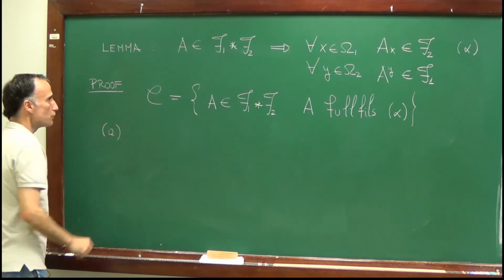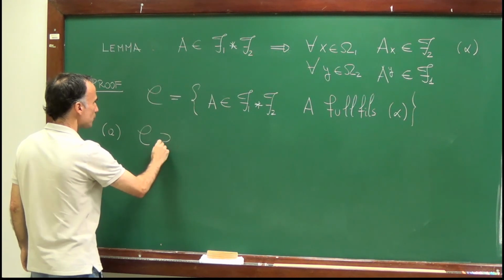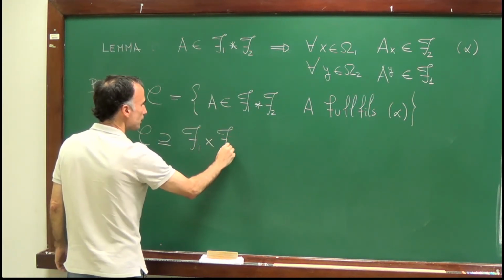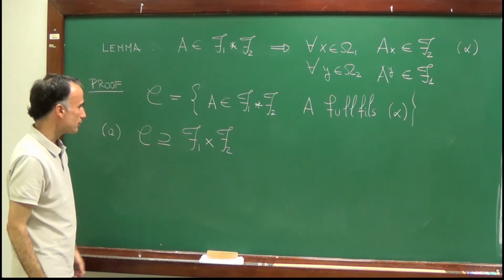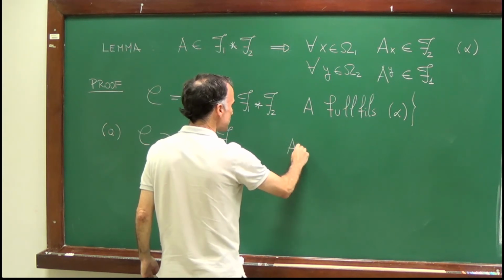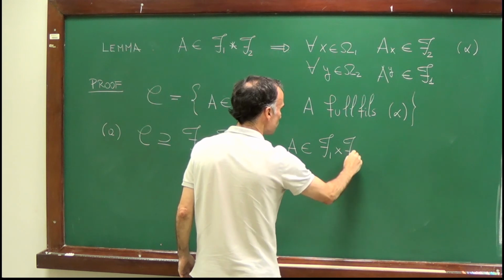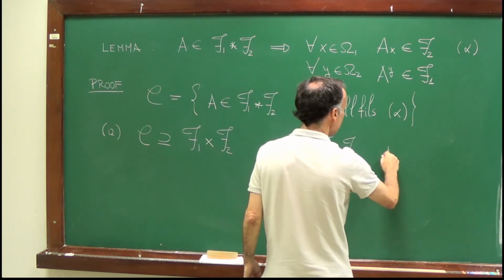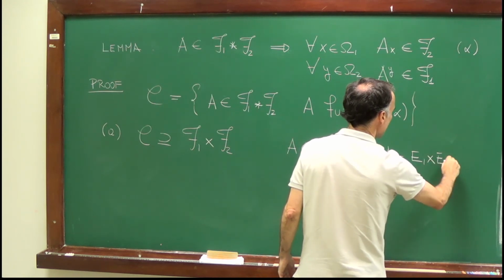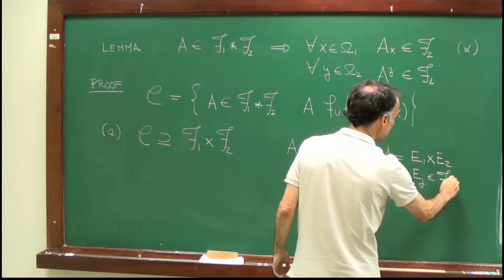So now I will prove two properties. I first will show that C contains the rectangles. So that C contains the class of rectangles. In order to do that, let's take a set A in F1 times F2. So A is a rectangle. So A can be written as E1 times E2, where E1 belongs to F1 and E2 belongs to F2.